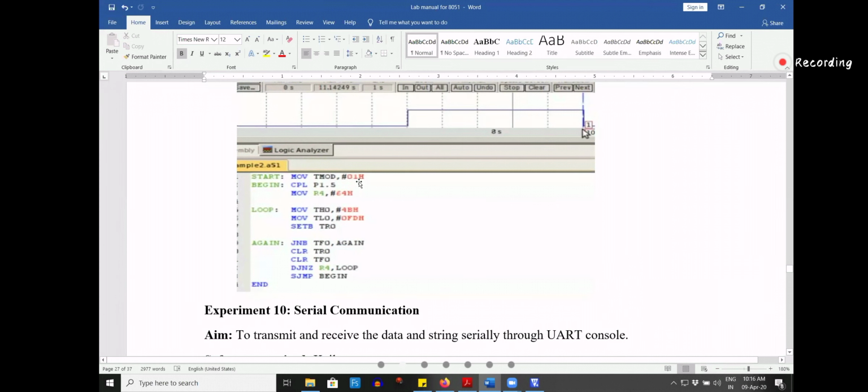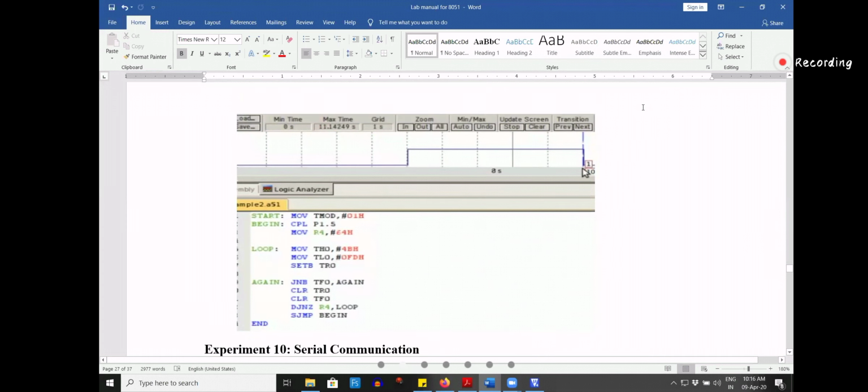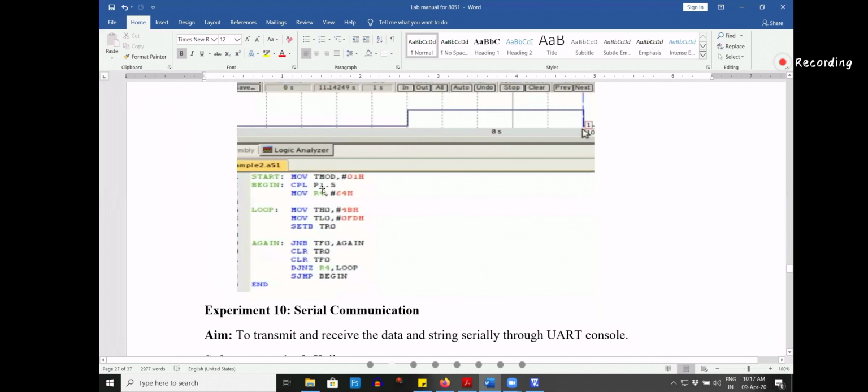I need to plot this graph. You need to show this in your report. So CPL P1.5, because always now what is happening is you are sending 64 to R4.